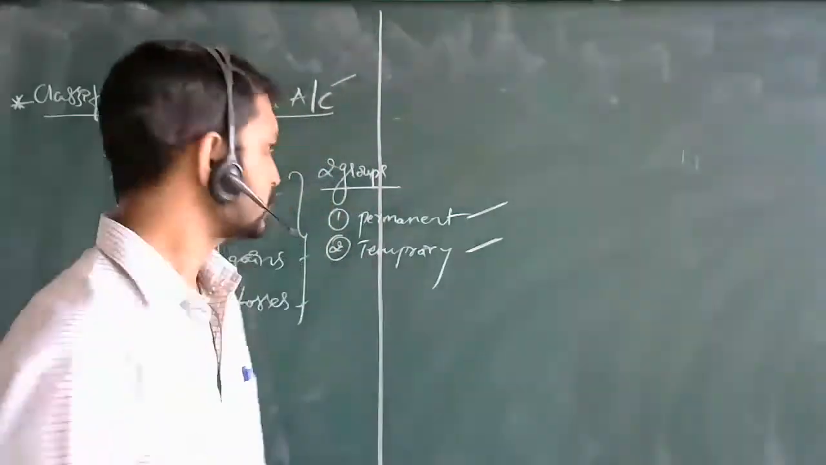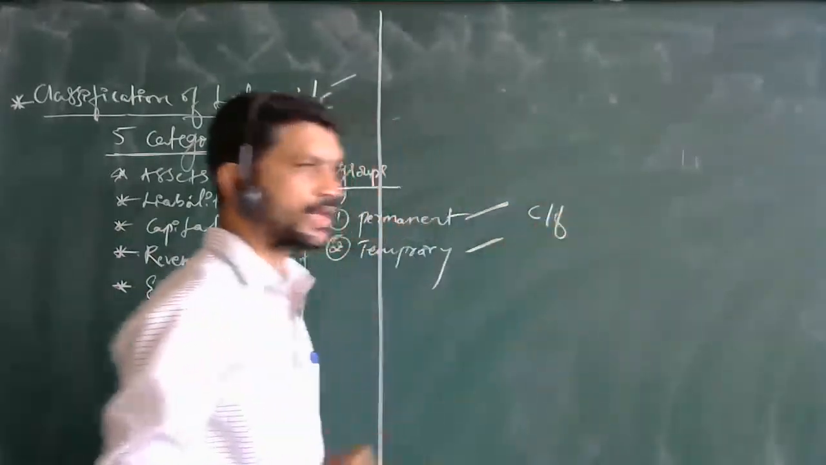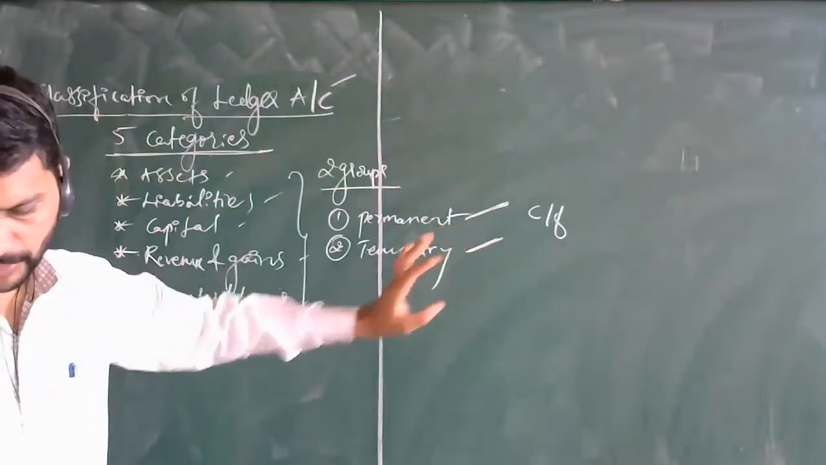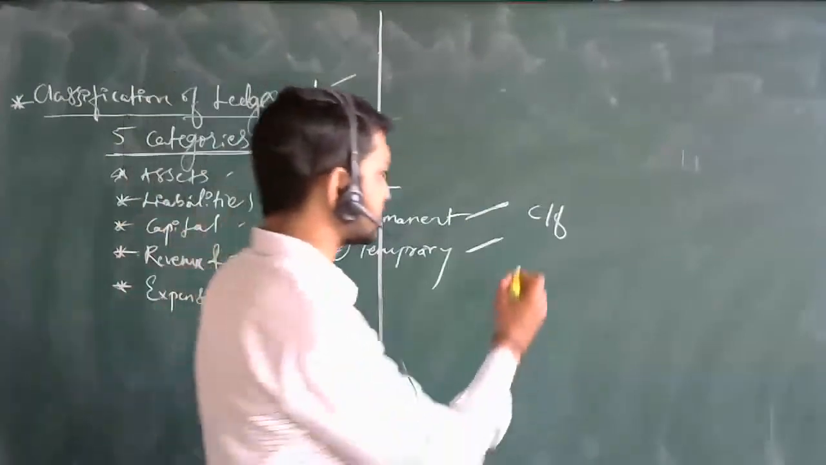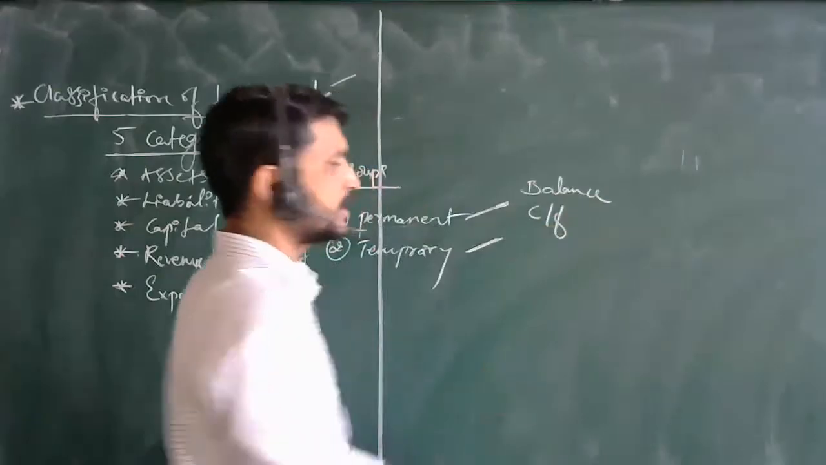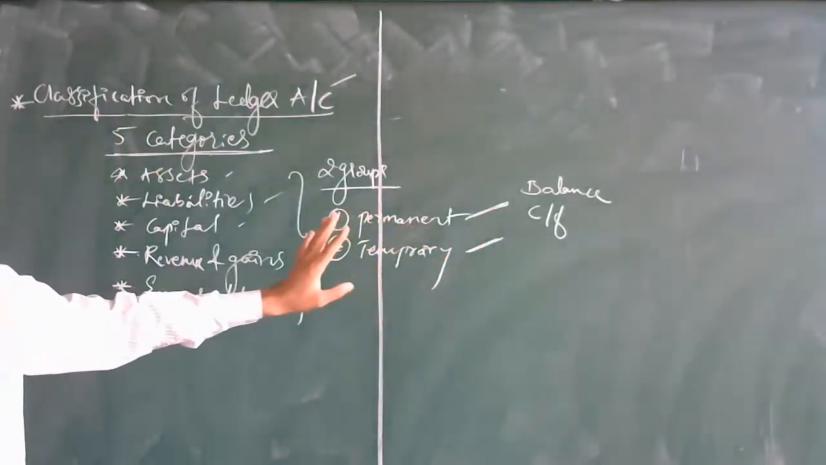Whatever amounts will be there, these are carried forward. In this way, the account will be carried forward in the permanent account. Or else we call it balance carried forward. This is specifically how we make the group.